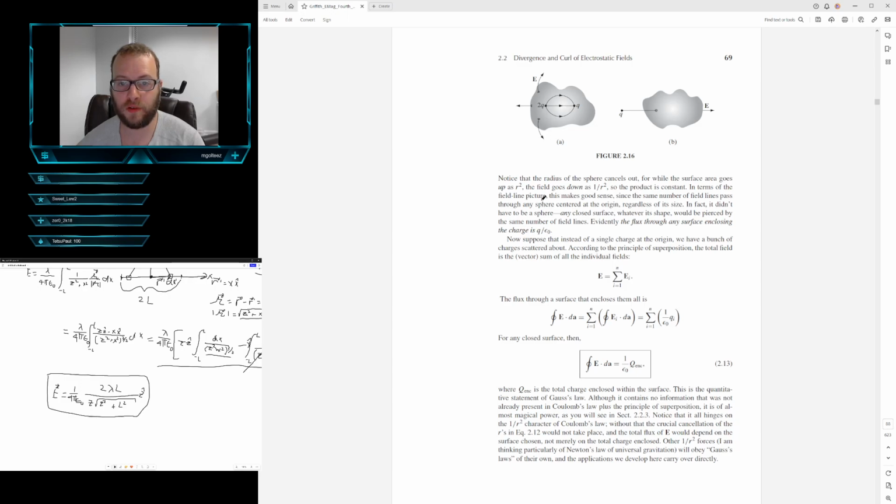So the surface area goes up as r squared while the field goes down as r squared, so the product is constant. In terms of the field line picture, it makes good sense, since the number of field lines passing through any sphere centered at the origin is the same, regardless of size.